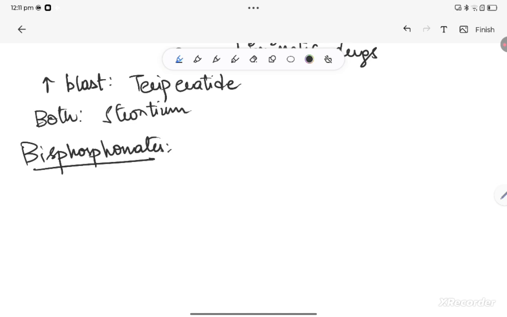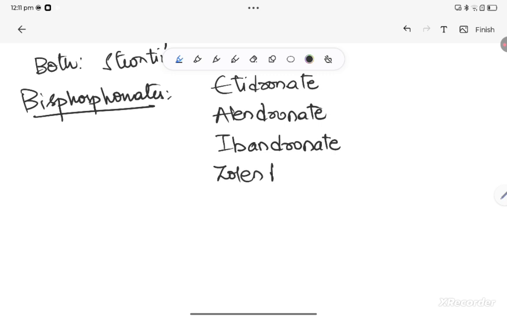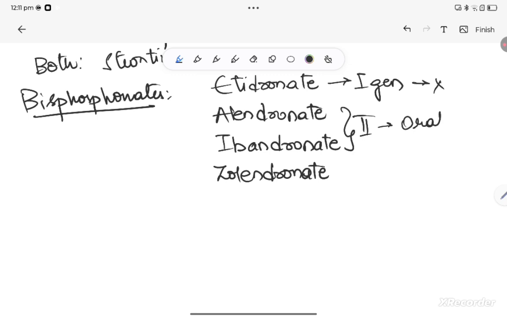Bisphosphonates include Etidronate, Alendronate, Ibandronate, Zoledronic acid. They all end with dronate. At least for this class purpose, these are sufficient. Etidronate is a first generation bisphosphonate and is not used now. Alendronate and Ibandronate come under second generation. They are primarily given orally. Zoledronic acid is a third generation bisphosphonate and is given parenterally. Now, how do they act?